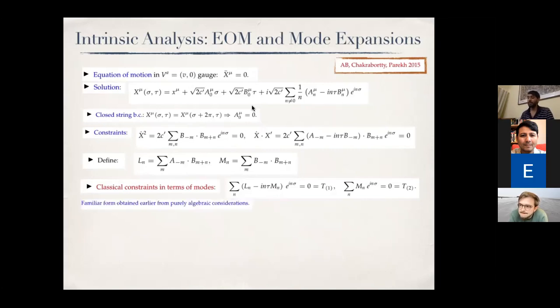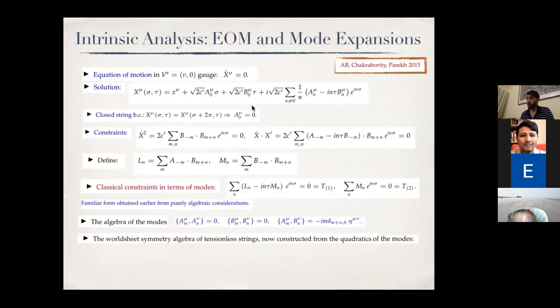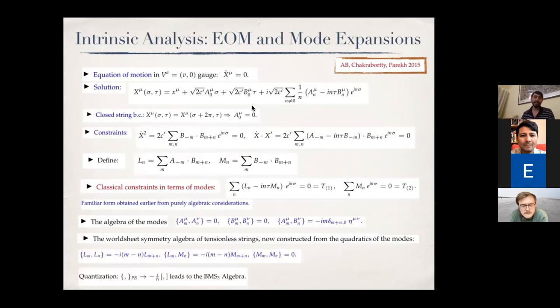As a sanity check, this is familiar from the one which was obtained algebraically previously. You can look at the algebra of the modes, and you will get that AA is 0, BB is 0, but AB is not. Once you do this, you can use it to construct the algebra of the L_n's and M_n's, and as a sanity check, again you see that the BMS3 emerges from this. Everything seems to be working, everything seems to be nice and fine. This is all that you expect. So we have this mode expansion now. Okay.